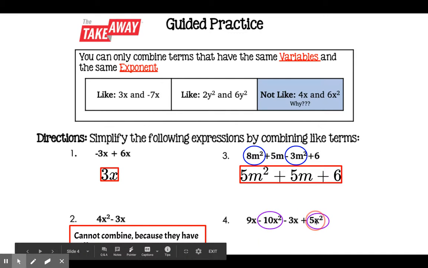Negative 10 plus 5 will give me negative 5. And then I have 9x that I can combine with the negative 3x. They both have an x, and 9 minus 3 is 6. So this is my final answer, negative 5x squared plus 6x.